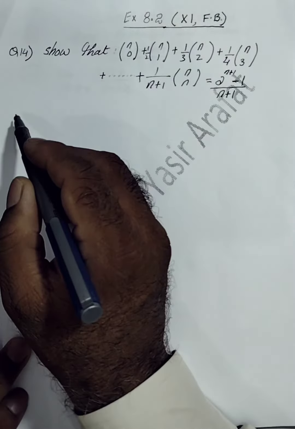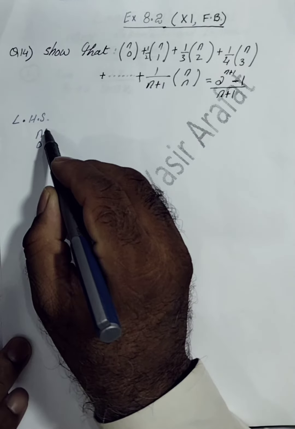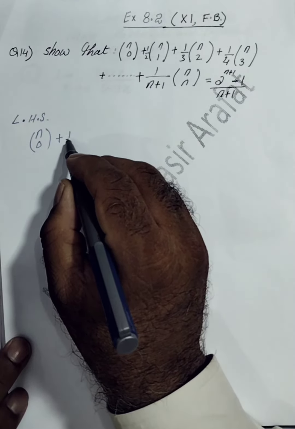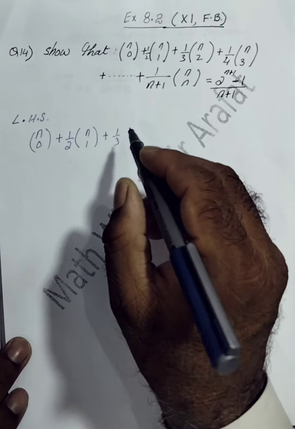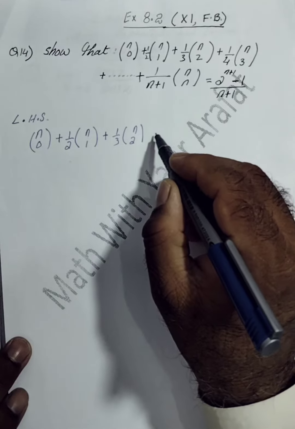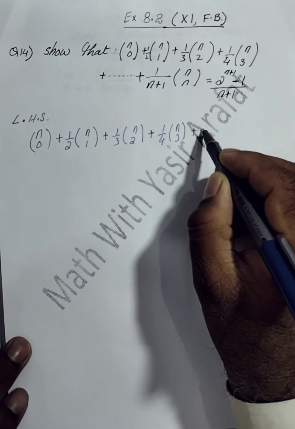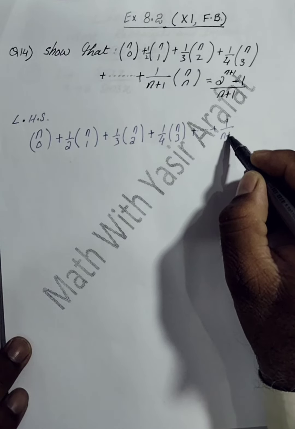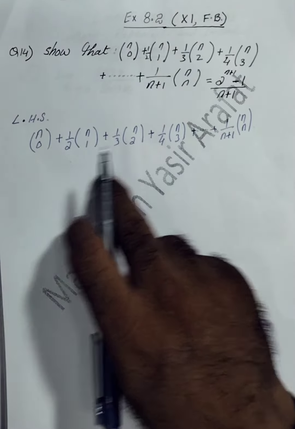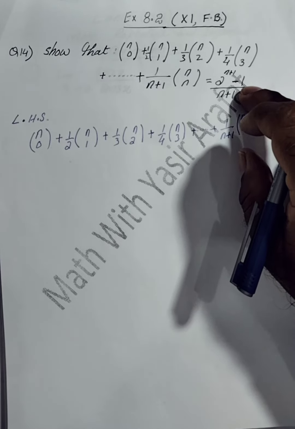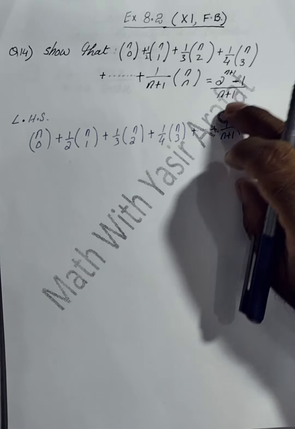So take out the left hand side here, that is nC0, 1 upon 2 nC1, 1 upon 3 nC2, 1 upon 4 nC3, and so on, 1 upon n plus 1 nCn. So here we have to prove this whole statement, it is equal to 2^(n+1) minus 1, divided by n plus 1.